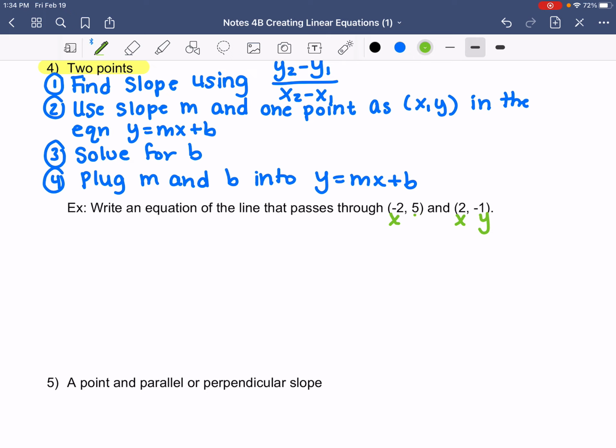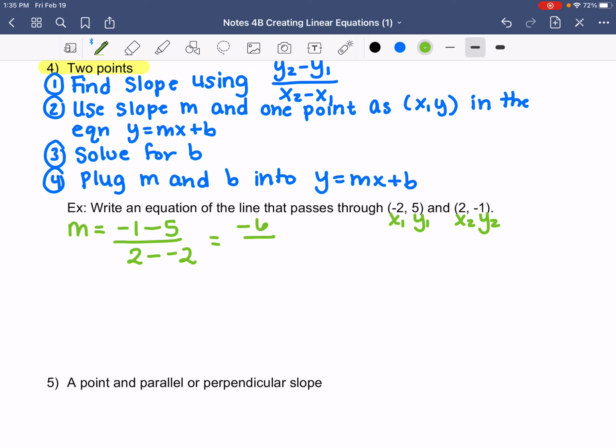So in order to tell the x's and y's apart, I'm going to call this first point, point 1. So I'm going to put 1's here. And I'm going to call the second point, point 2. So I'm going to put little 2's here. Does it matter which one's point 1 and which one's point 2? No. So then I'm just going to use my slope formula. So to find the slope, it's y2, which is -1, minus y1, which is 5, over x2, which is 2, minus x1, which is -2. So on top I have -1 minus 5, which is -6.